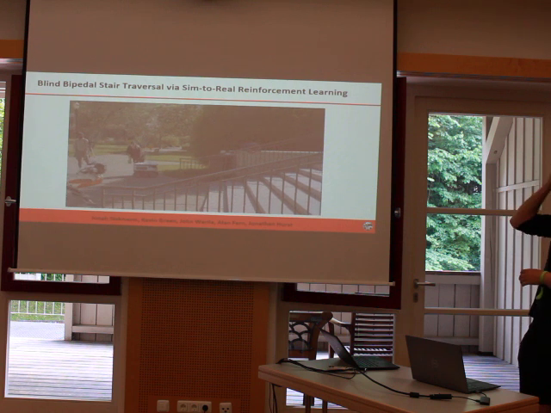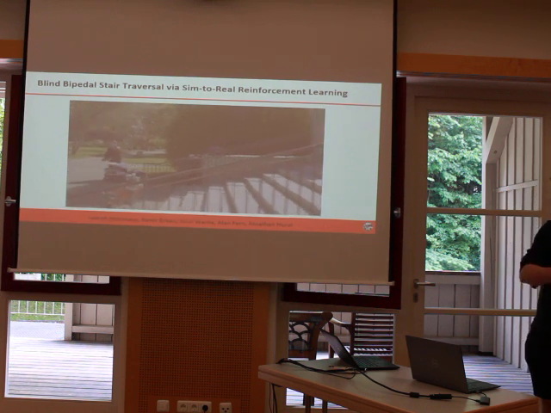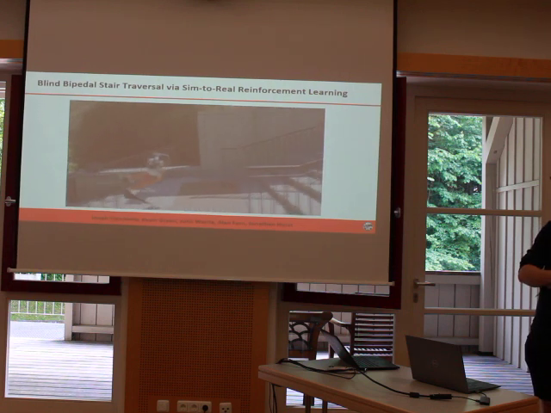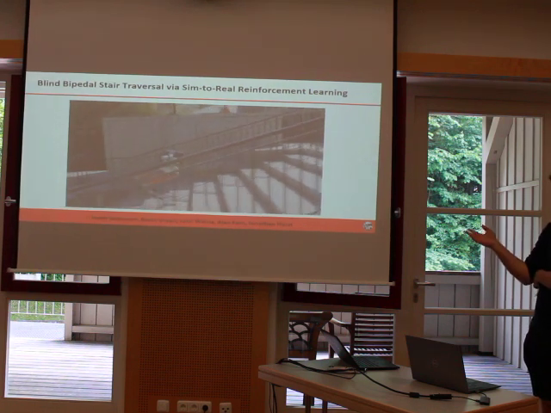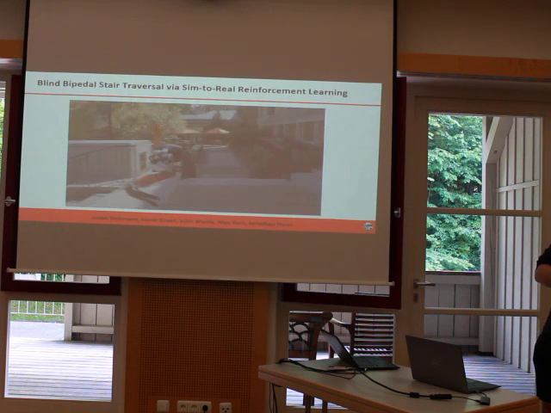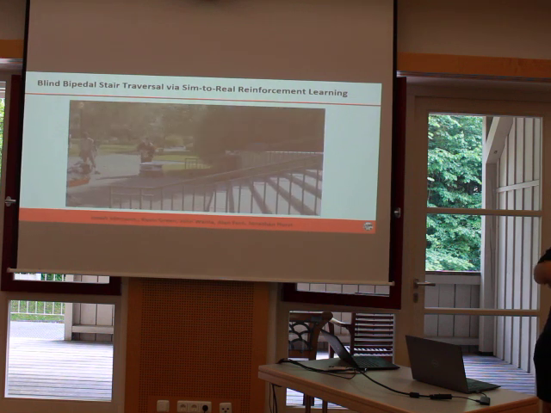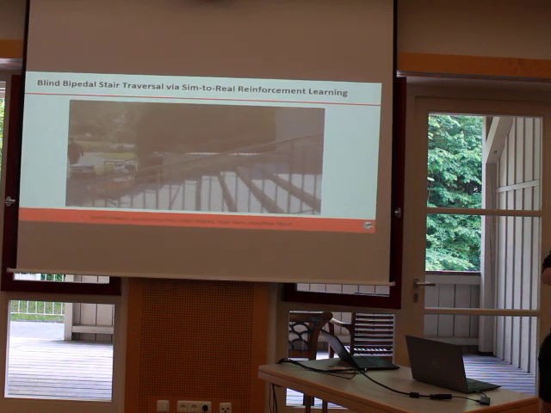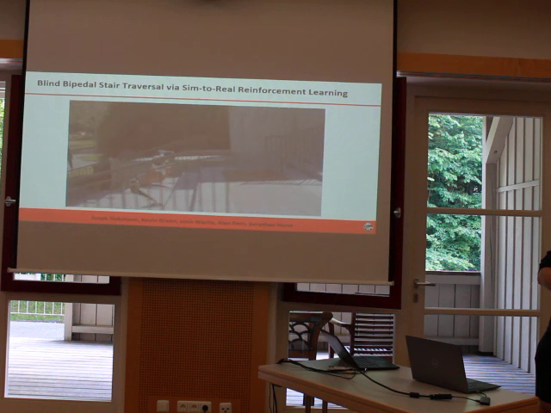So this is an example. Cassie is completely blind, so there are no vision sensors of any type. This is Cassie running outside up some stairs that it cannot see, so it thinks it's walking on level ground. You can see in some steps it actually catches the edge or stubs its toe, and we've trained the policy to be robust against that.